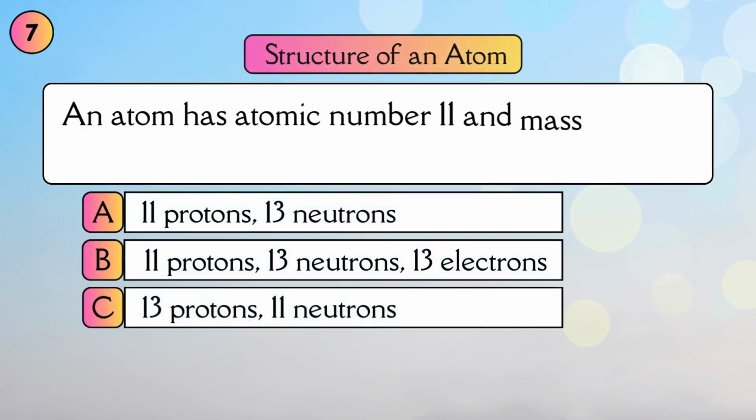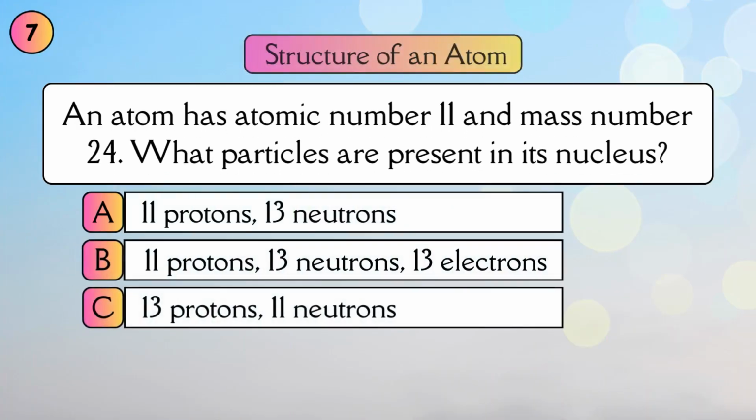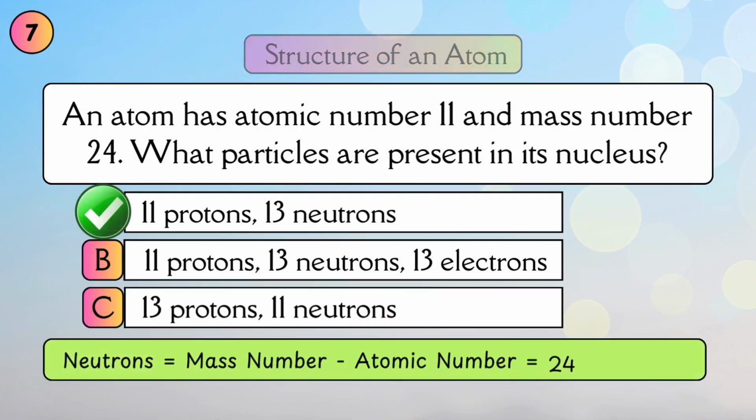An atom has atomic number 11 and mass number 24. What particles are present in its nucleus? The correct answer is 11 protons and 13 neutrons.